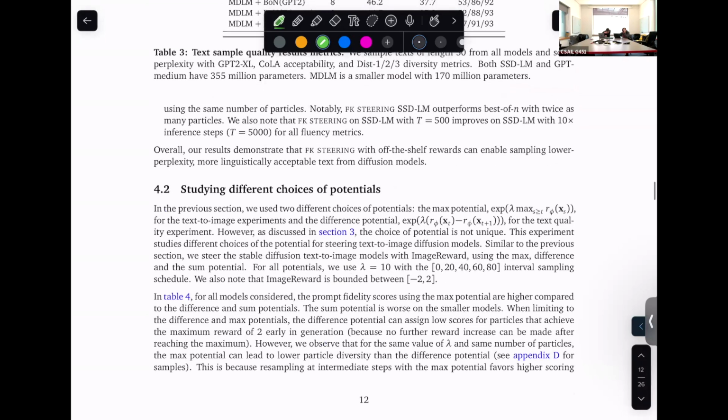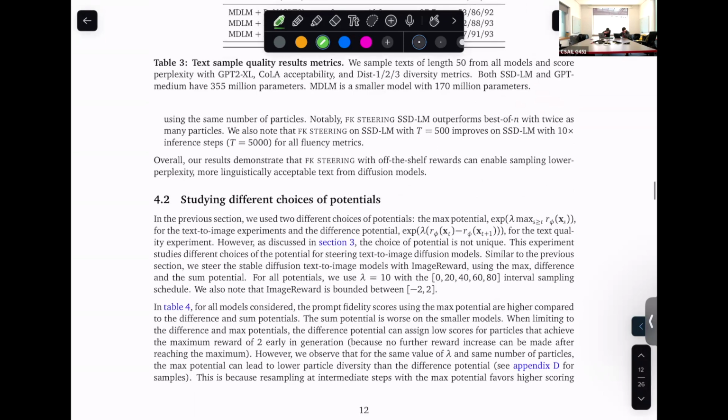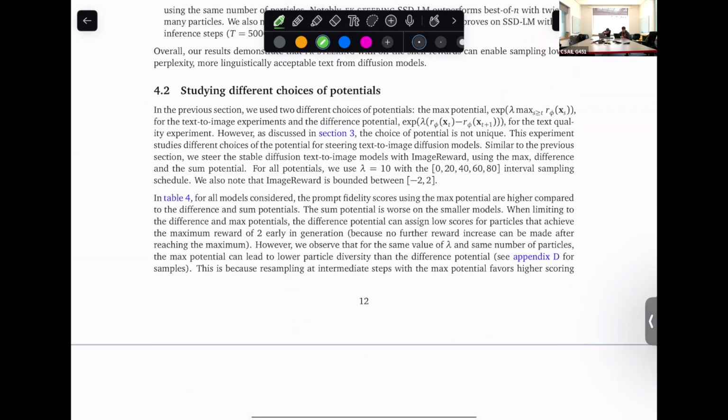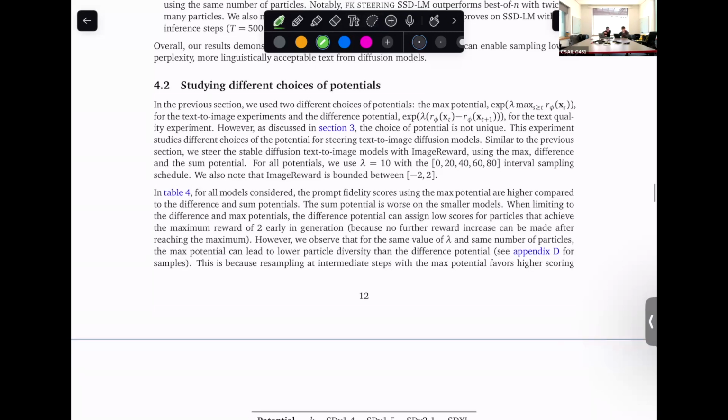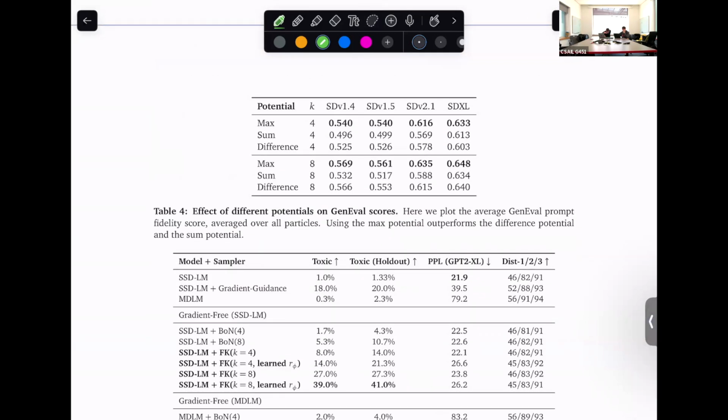Good. But then let's look at G. All right. In the previous section, we used two different choices of potentials, max and difference. Okay, yeah. This is the table that I think we're wanting to see. So they actually compare these three different things, and so actually, yes, it seems like I misspoke earlier.